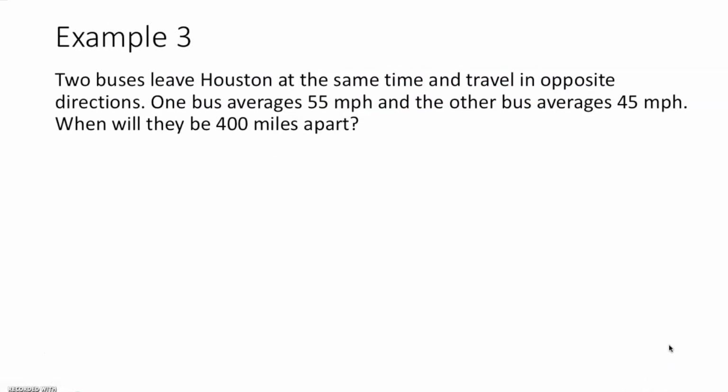Okay, example 3 says 2 buses leave Houston at the same time and travel in opposite directions. One bus averages 55 miles per hour and the other bus averages 45 miles per hour. When will they be 400 miles apart? Step 1, not scared. Step 2, what are we trying to find? It's asking when will they be 400 miles apart.